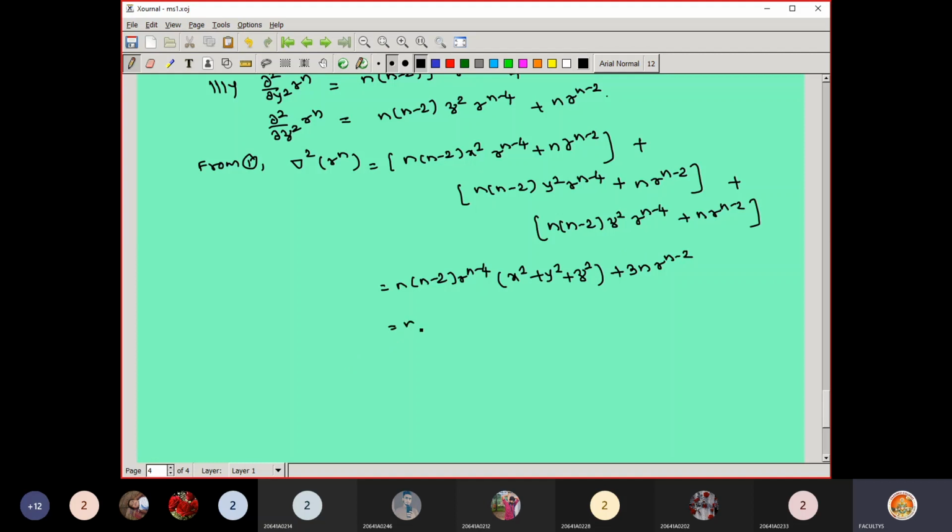So now this is equal to n minus 2 r power n minus 4. This is nothing but completely r square plus 3 n r power n minus 2. So here you are getting n minus 2, bases are same, you are adding the powers: n minus 2 plus 3n r power n minus 2. Again you can take n r power n minus 2 as common, so that you are getting n minus 2 for the first term plus 3n in the second term. Or it is n r power n minus 2, that n minus 2 plus 3n is there.